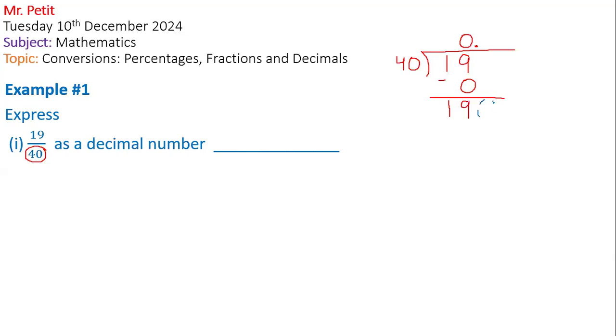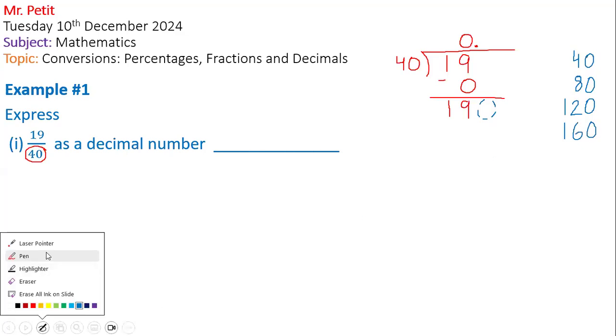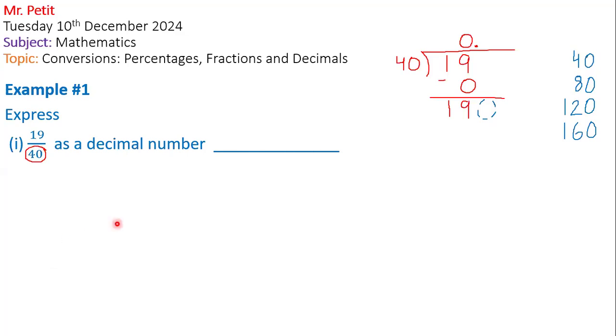And so now we're saying 40 into 190. Do we know our 40 times tables? We do, because 40, 80, 120, 160, 200. Someone may be saying, Mr. Petit, how do you know your 40 times tables? Well, if you know your 4 times tables, then just add a 0. So it's 4, 8, 12, 16, 160. After 160, it's going to be what?